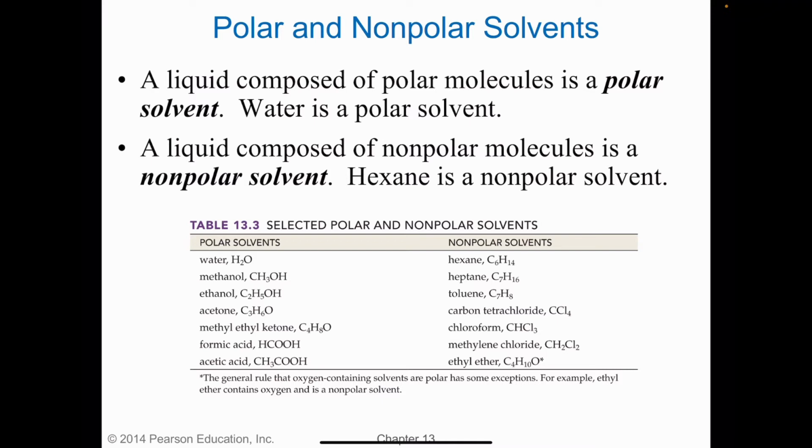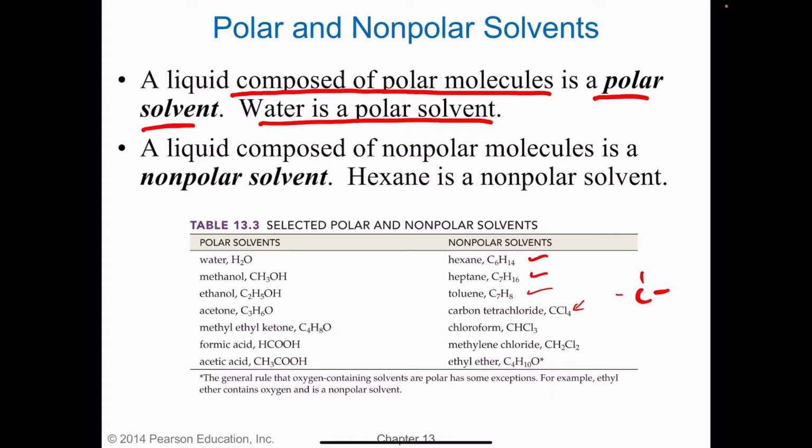We were just talking about water being polar, but you can also have nonpolar solvents. Water is a very common solvent. It's polar, so we would call it a polar solvent. Any liquid composed of polar molecules could be a polar solvent, and water is a polar solvent. But we can also have nonpolar solvents. A molecule that is mostly all C's and H's would be nonpolar. CCl4 is also nonpolar, but that's a tetrahedral molecule with all chlorines all around. It's nonpolar.